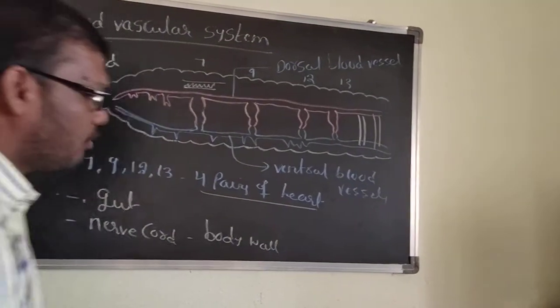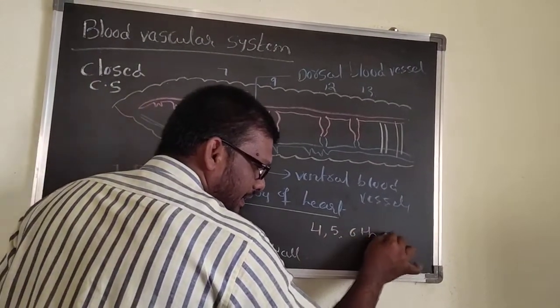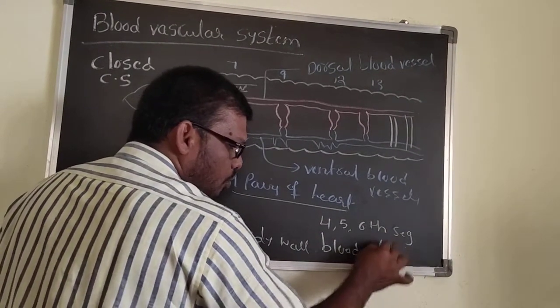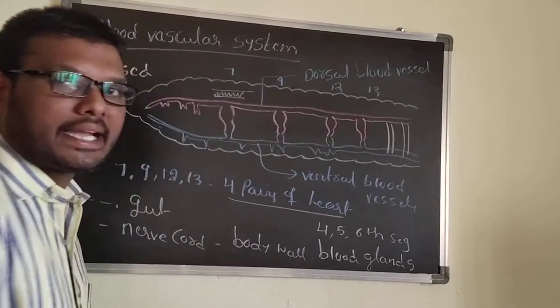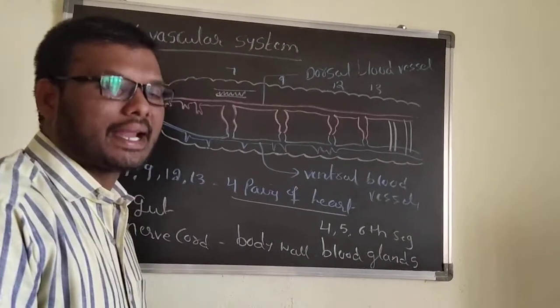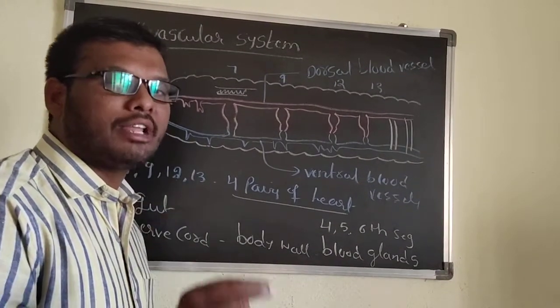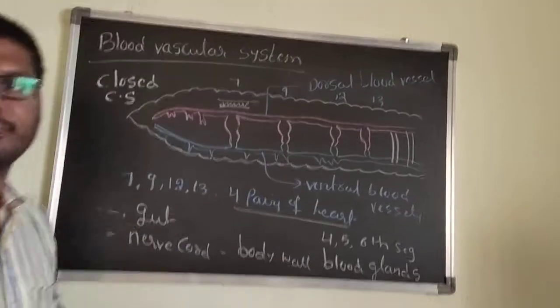And very important, in the 4th, 5th and 6th segments, blood glands are present. What is the use of the blood glands? Blood glands produce the blood cells and also hemoglobin. Hemoglobin is dissolved in the plasma. It is a specialized character in the earthworm.